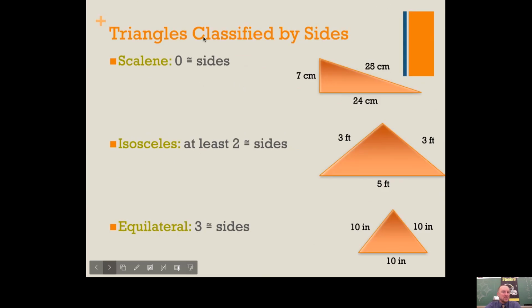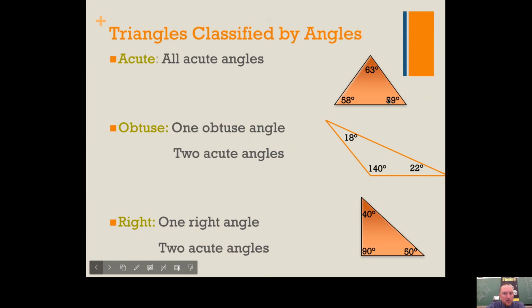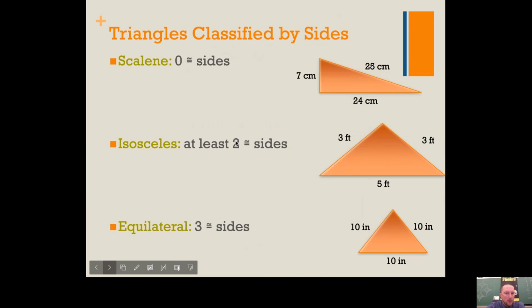We're also going to classify triangles by their sides. Scalene triangles have 0 congruent sides. So here's a good example of a triangle where all of the side lengths are different. We could take a step back for a second. I know these are angle measures because of the unit. Look at the degrees. I know these are segment lengths, again, because of the unit. Notice how this is centimeters. It's a length. Okay, so if they're all different, it's a scalene triangle.